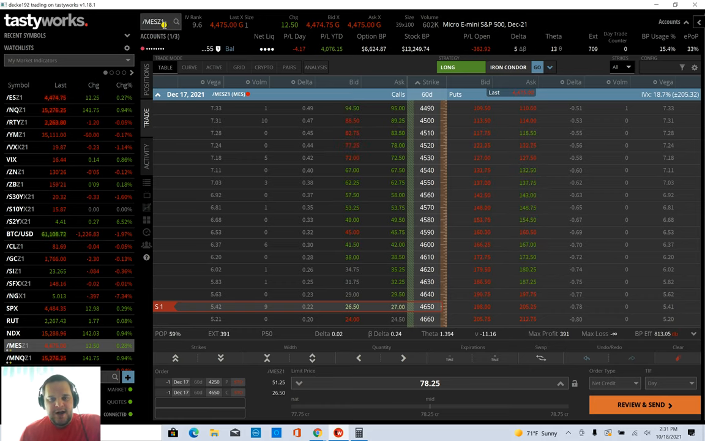One MES contract is worth 50 shares of SPY. So one short strangle in MES is worth, two short strangles in MES is worth one short strangle in SPY. So I want to compare the buying power efficiency here.